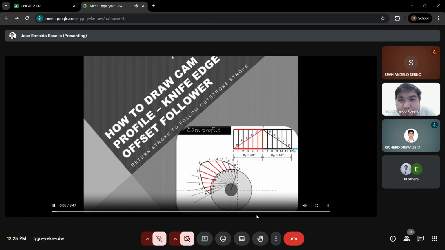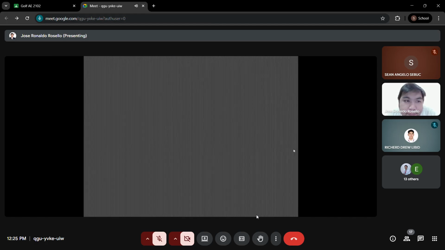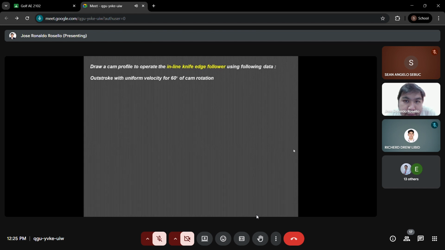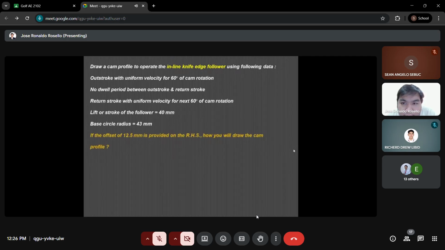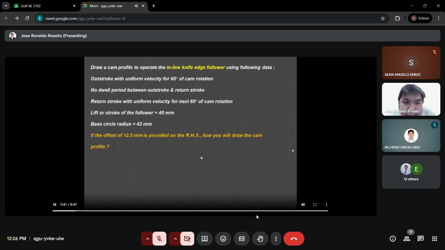In case of offset knife edge follower. So let us start with the problem statement over here. We have to draw a cam profile to operate the inline knife edge follower using following data. Outstroke with uniform velocity for 60 degree of cam rotation. There is no dwell period between outstroke and return stroke. Then return stroke with uniform velocity for next 60 degree of cam rotation. Lift or stroke of the follower is 40 mm. Base circle radius is 43 mm. And now if there is an offset which is provided on the right hand side of 12.5 mm, then how you will draw the cam profile?